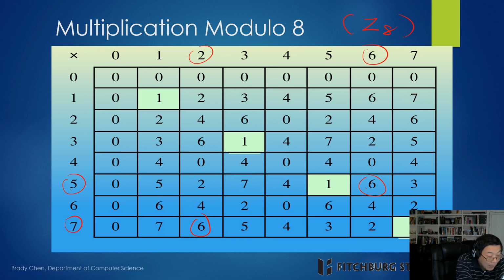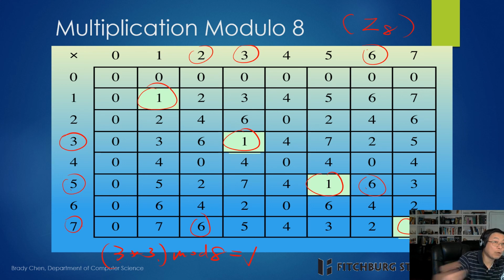Now again, in this case, we pay special attention to the numbers where, when they multiply under modulo 8, the result is 1. We pick some of these. For example, 3 times 3 modulo 8, which is 9 modulo 8, which is 1. In this case, we call the multiplicative inverse of 3 is 3.